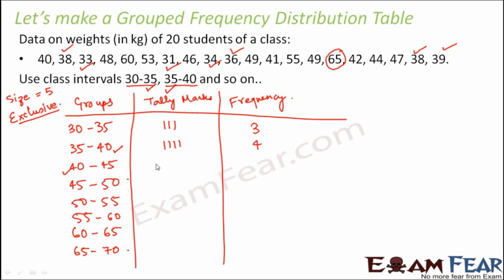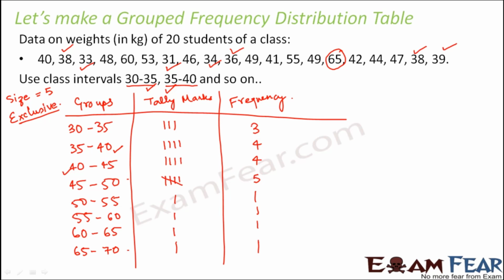Similarly for 40 to 45. Again we have 4 data, so the frequency would be 4. Now in a similar way we can continue to count and then fill this table. So for each of these we just have one data. So now this is how we create a grouped frequency distribution table.